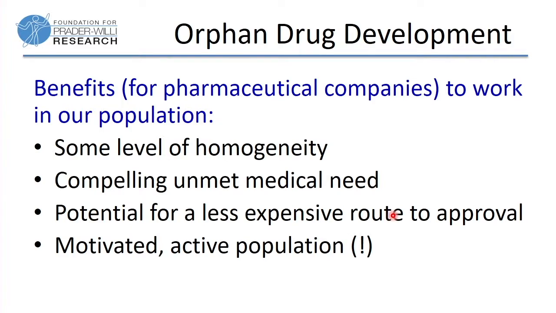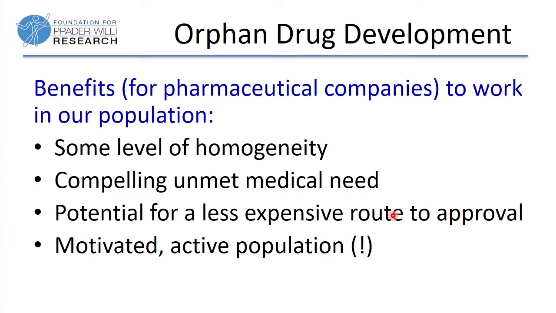So the benefits for pharmaceutical companies for working in an orphan population, and the PWS population, is that we have some homogeneity. So all of our kids are experiencing hunger because of the same genetic issue. And that's not the case in the wider population with obesity or cancer. There's all different causes for that. So we have a relatively homogeneous population, which can be nice for them.